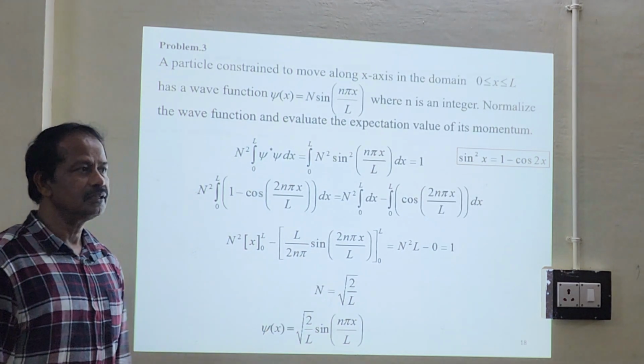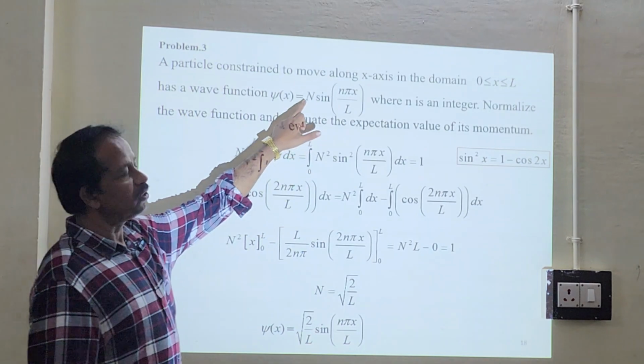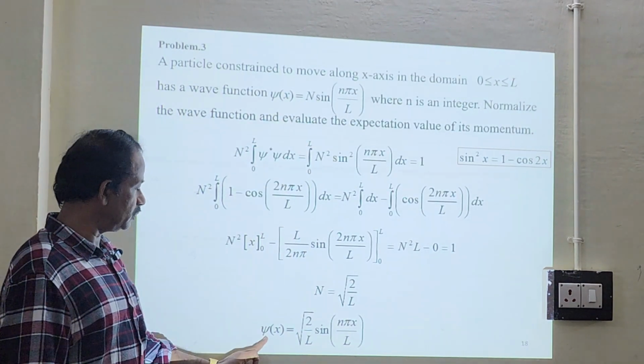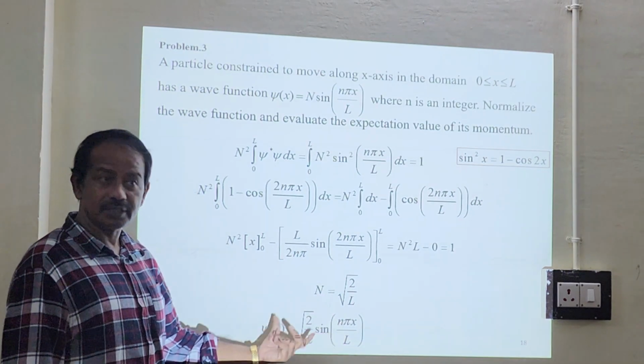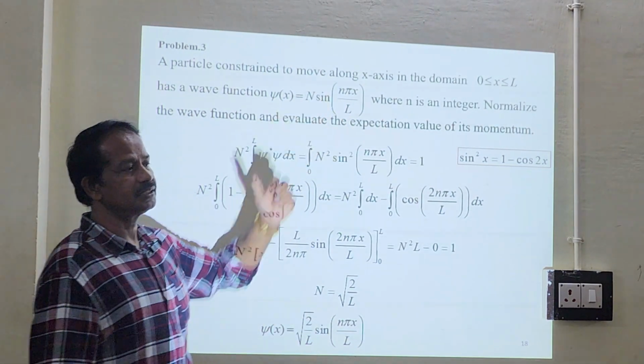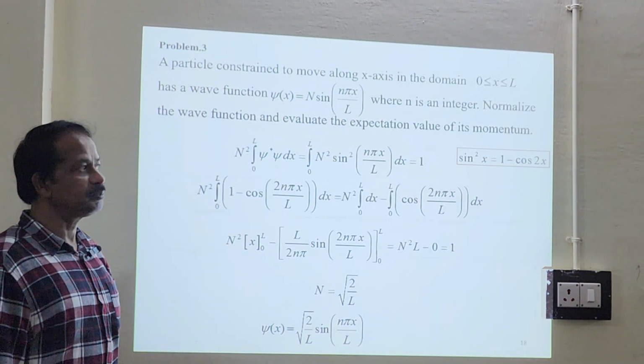So N equals root of 2 by L. So you have to substitute now with the normalization condition. So your psi of x equals root 2 by L sin n pi x by L. So this is the normalized wave function. We have found out the wave function which has been normalized now.